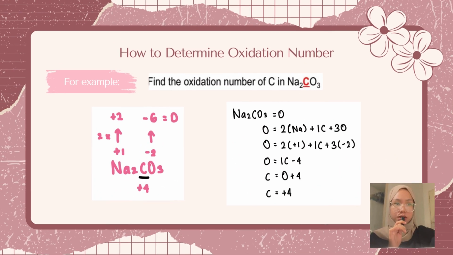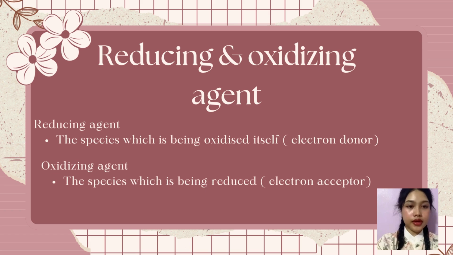What is the oxidation number of carbon in Na2CO3? Sodium is +1 and there are 2 of them, so it becomes +2. While oxygen is -2 and there are 3 of them, so it becomes -6. So Na2CO3 equals to 0, 0 equals to 2Na plus 1C plus 3O. And you substitute the oxidation number of sodium and oxygen in the equation, and you get the oxidation number for carbon is +4.